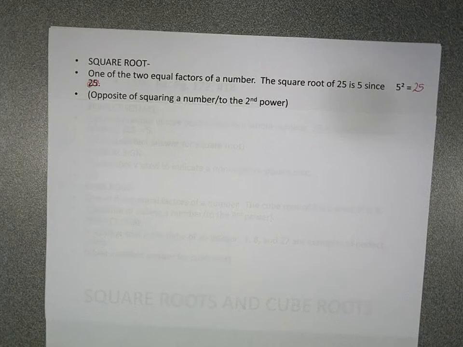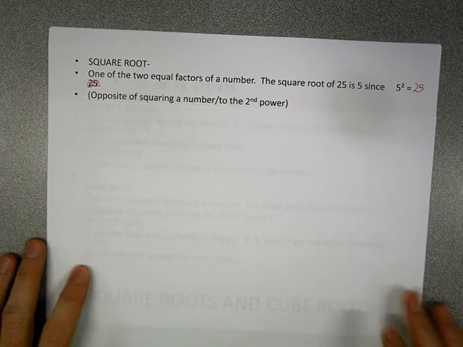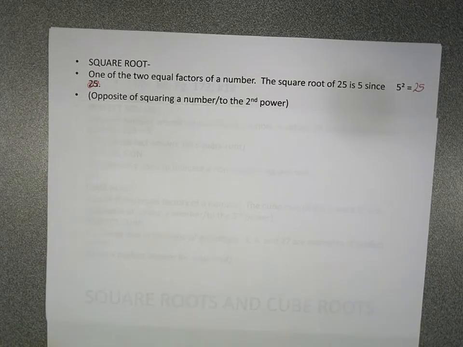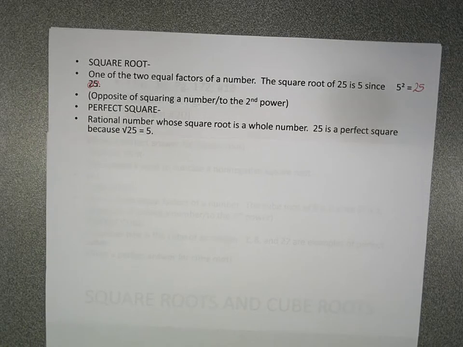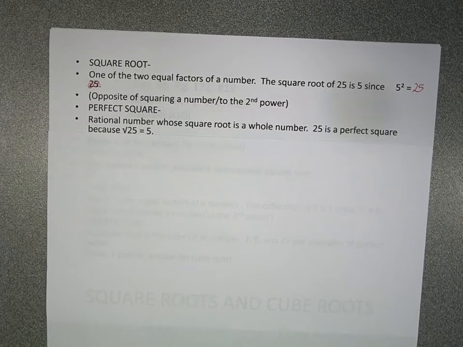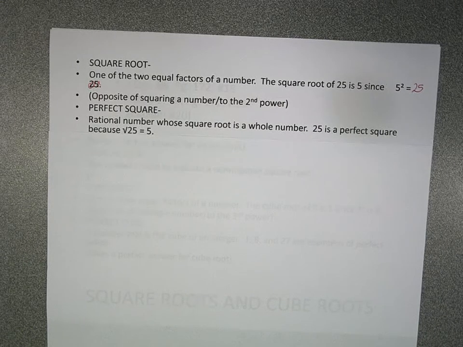Okay, you have just the overall basic idea of square root. The next word or phrase is something called a perfect square. Everyone? Perfect square. In the context of what we're talking about, here's what a perfect square is. It's a rational number whose square root is a whole number.